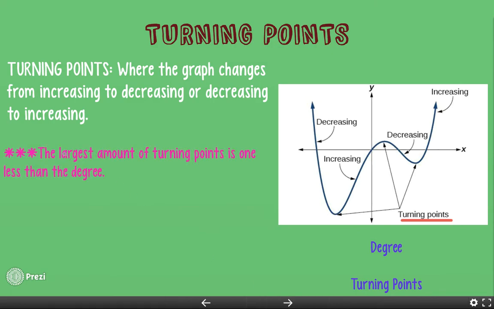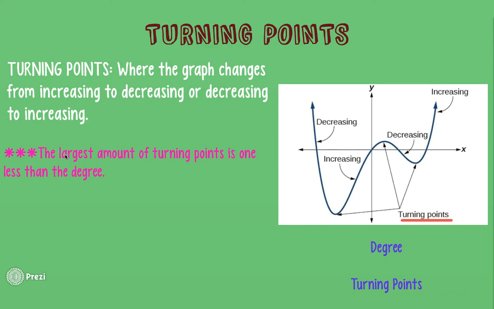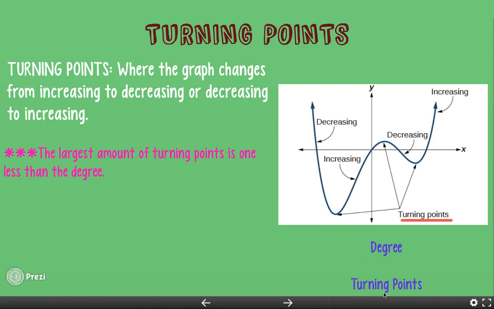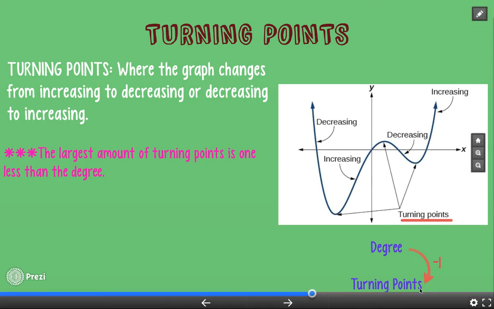Now, the largest amount of turning points is 1 less than the degree. The most turning points that a graph can have goes up to 1 less than whatever the degree is. So if you have the degree, to find the largest amount of turning points, you just subtract 1 from the degree. Like if you have a degree 4 graph, this is kind of what a degree 4 looks like. It's not necessarily degree 4, but it's what it looks like. The most it can have is 4 minus 1, which is 3, and if you look here, it has 3 turning points: 1, 2, 3. So if you know the degree, to get the amount of turning points, you subtract 1.